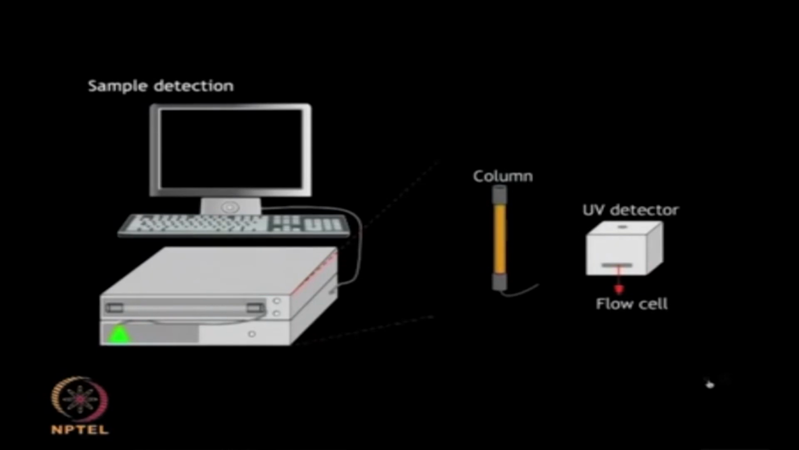Now, these separated components pass from the column outlet into the flow cell which is present in the detector. The most commonly used detector for protein analysis is the UV detector, which analyzes the protein absorbance at 280 nanometers and plots a graph of retention time against intensity.